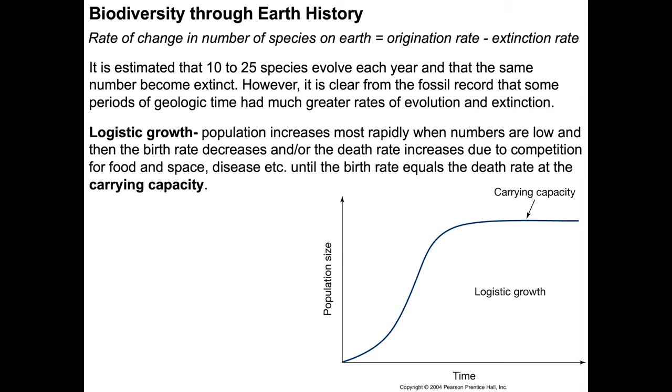This exponential growth is going to continue until the birth rate decreases, death rate increases, they run out of food and space, or a disease strikes. And in the examples we just saw, humans strike and wipe out a species. So we reach the carrying capacity. We're getting close to reaching the carrying capacity for humans on Earth.